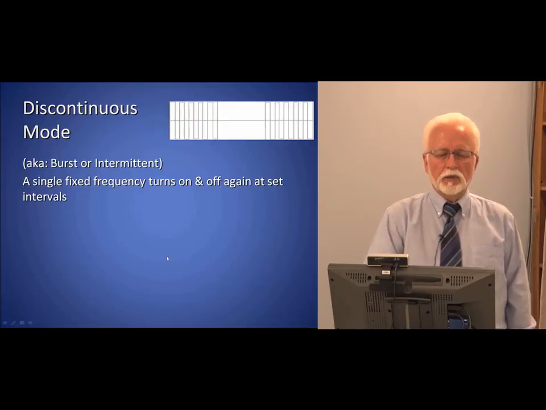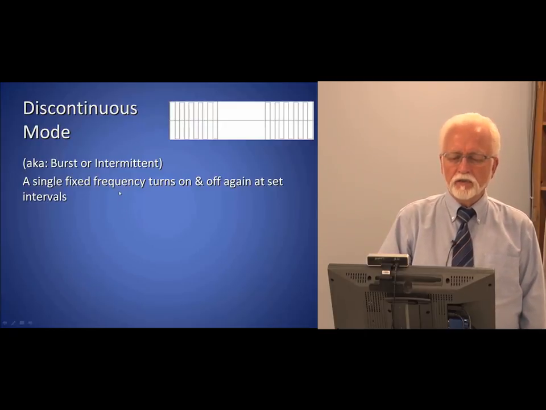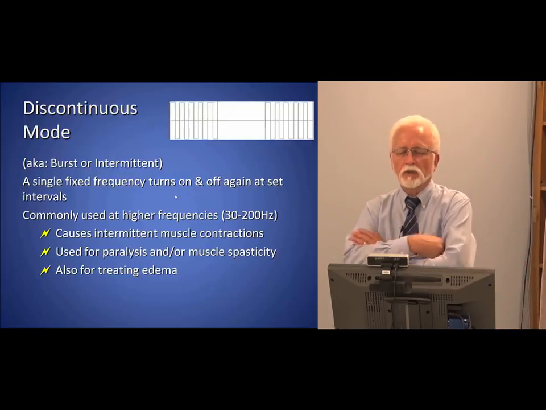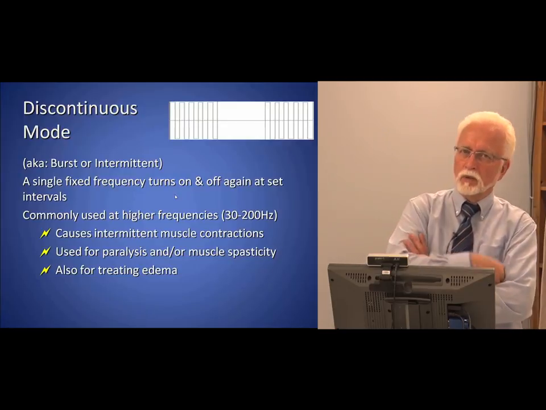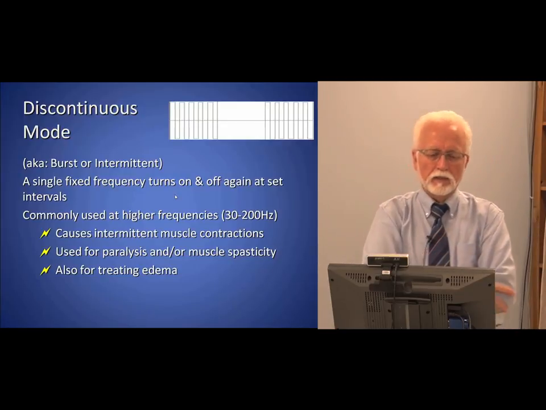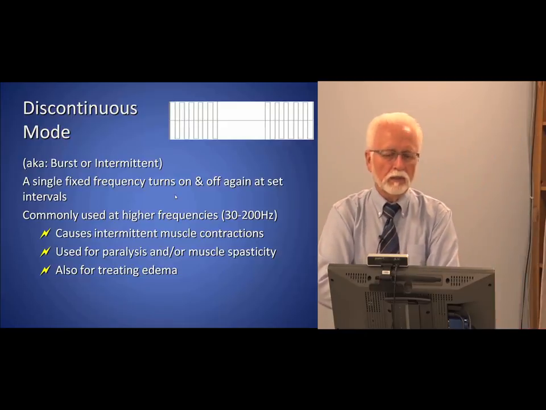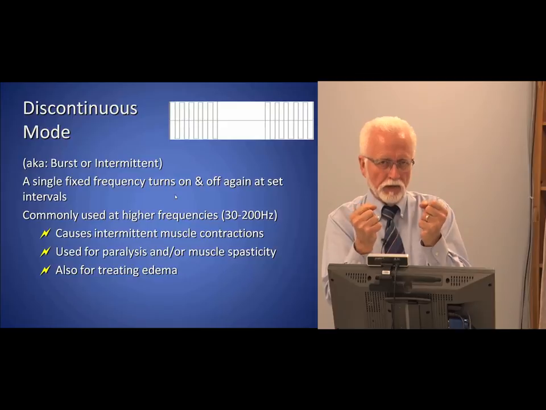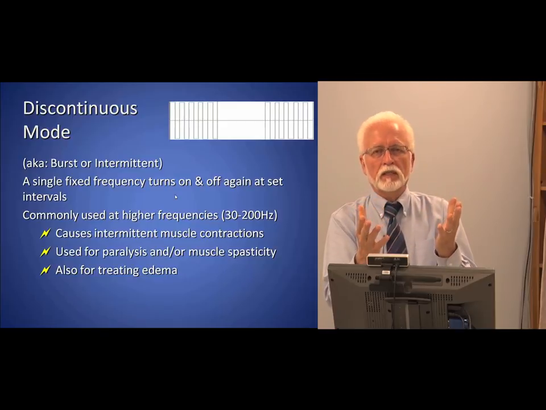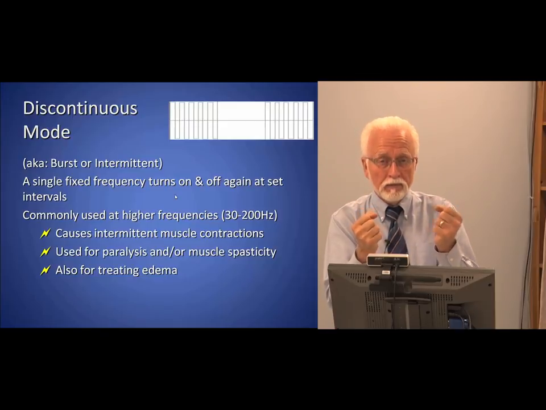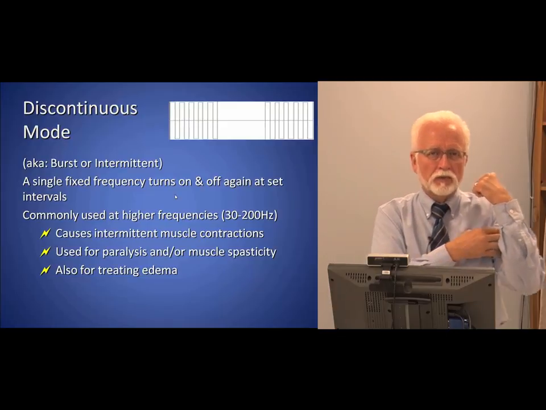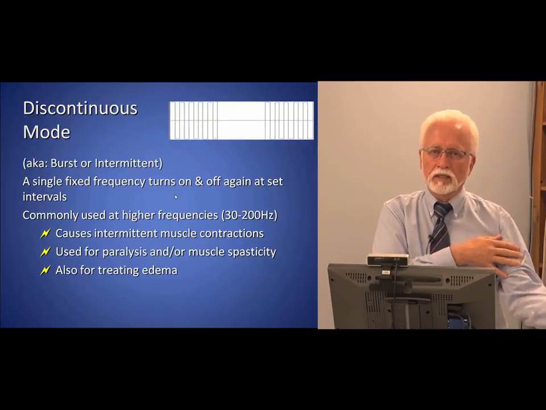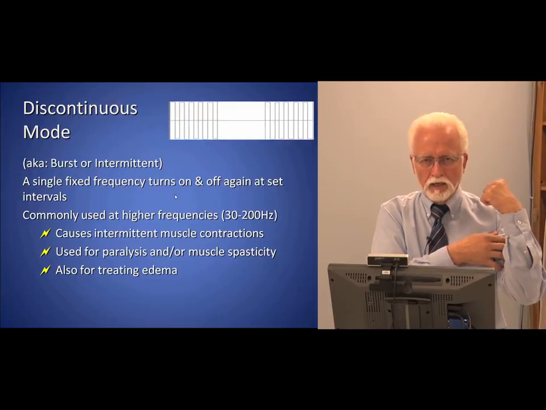So with discontinuous, you have, again, a single fixed frequency, but it comes on and off. And this is commonly used at higher frequencies, so 30 and up. Typically, I would use it at 100 hertz. And this causes a big muscle contraction and then a release, because it comes on and you get that tetanic response where the muscle just knots up and contracts, and then it releases. And then it comes on again and releases.